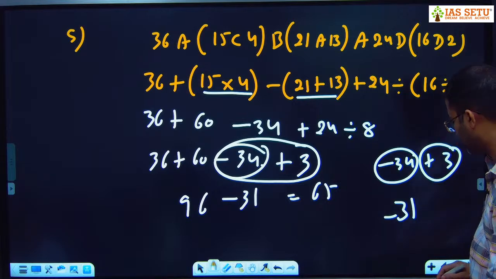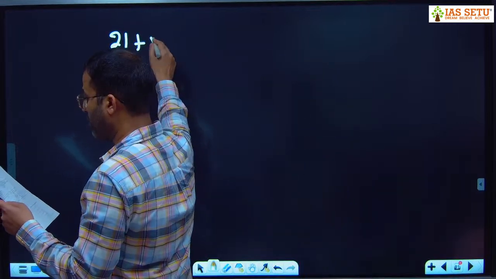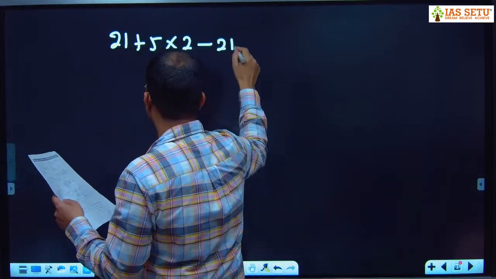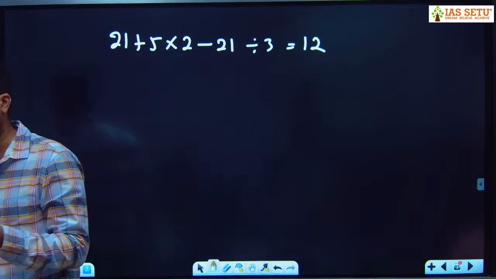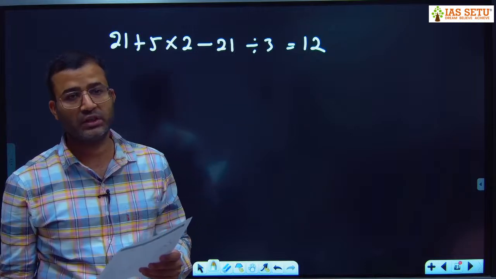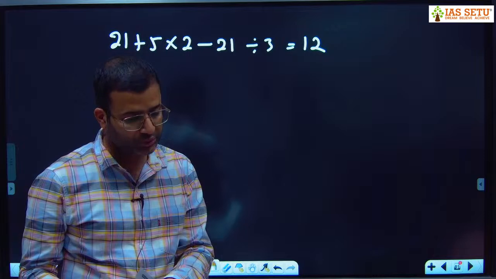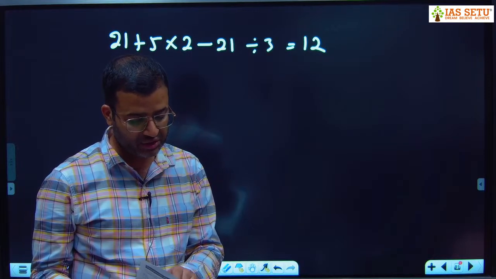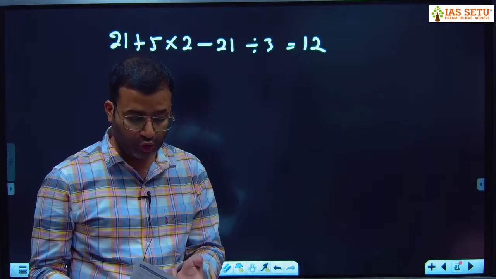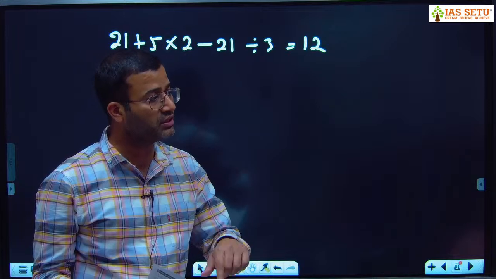क्वेश्चन नंबर 6. Question number 6 here is 21 plus 5 into 2 minus 21 divided by 3 is equal to 12. Which of the two symbols should be interchanged in order to make the following equation correct? There is no other way, you have to check from the answer option. पहले आंसर ऑप्शन है, टाइम कंज्यूमिंग है, ट्राई करके देखो, प्लस और माइनस इंटरचेंज करके देखो, फिर प्लस और डिवीजन को इंटरचेंज करना है, चेंज नहीं करना, इंटरचेंज. इंटरचेंज मतलब प्लस की जगह डिवीजन, डिवीजन की जगह प्लस.